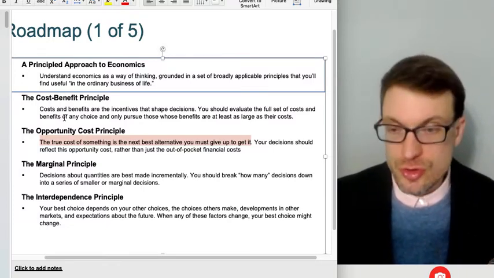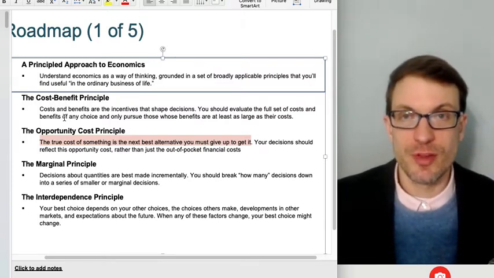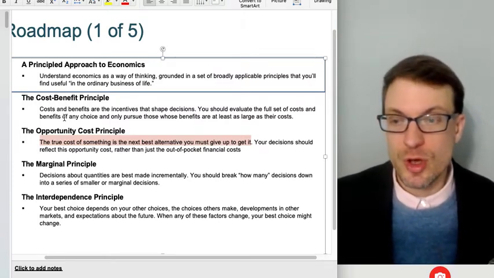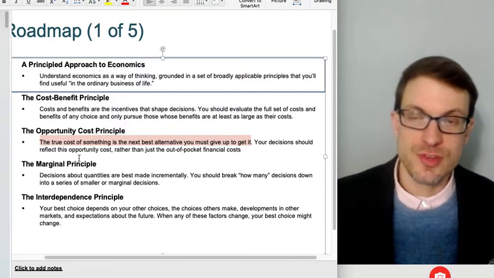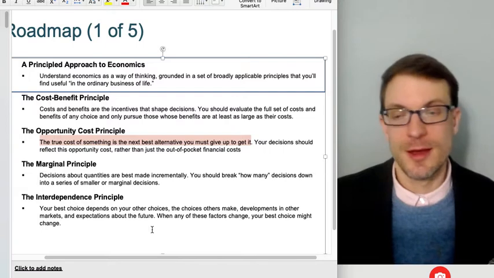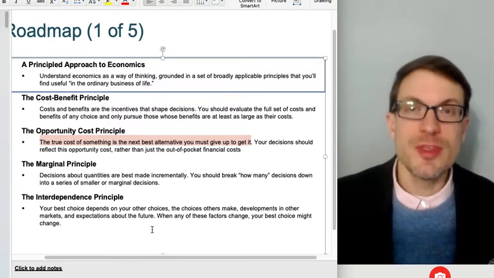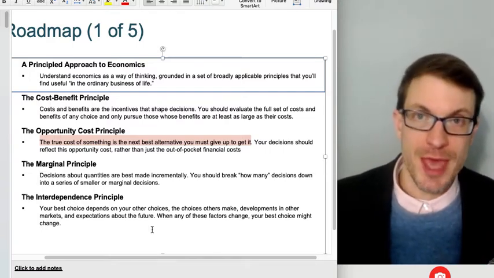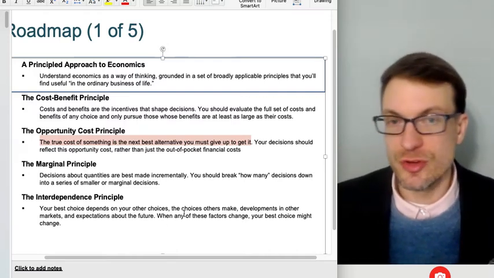Those are the 2 key concepts for our first week of class. And then for next week, we'll go into the second part of chapter 1. We'll think about marginal principle and interdependence principle, and that'll round out chapter 1. The next part in the course will be demand. We'll start with individual demand, and then we'll go into market demand.